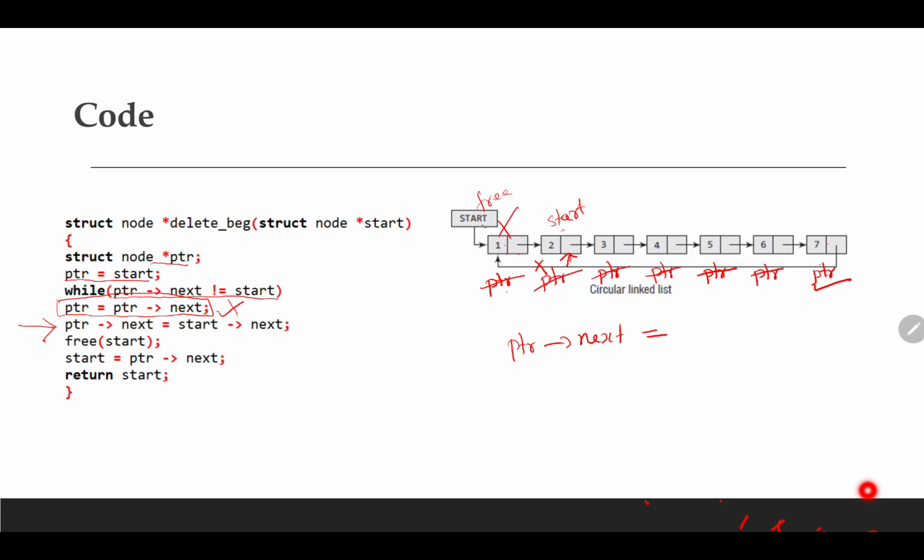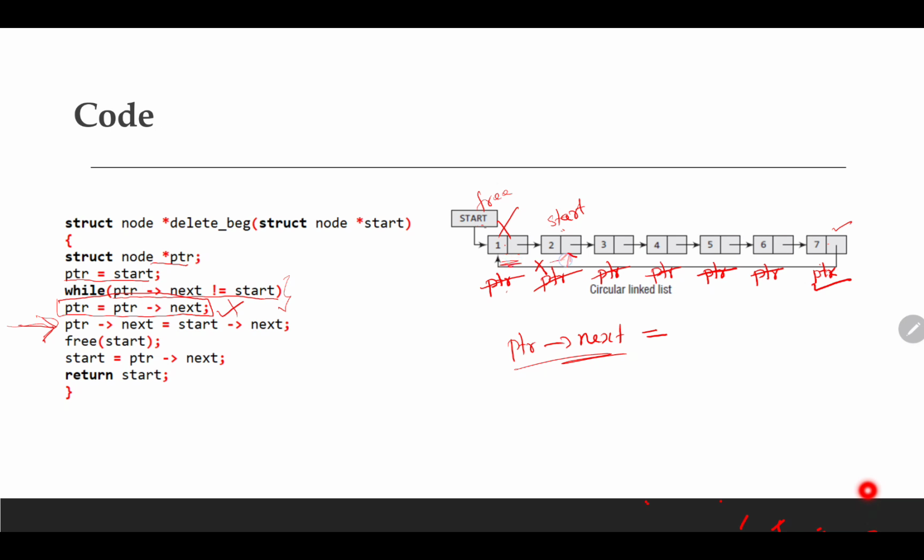Let me repeat once again. We are checking this while loop, and by using this loop we are finding the node whose next is the start node. For that only we check this condition. Once this condition becomes false, we execute the statement ptr->next = start->next. So what should ptr->next be? That is start->next.